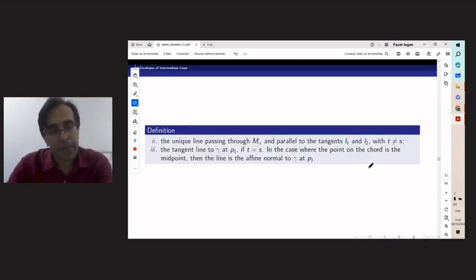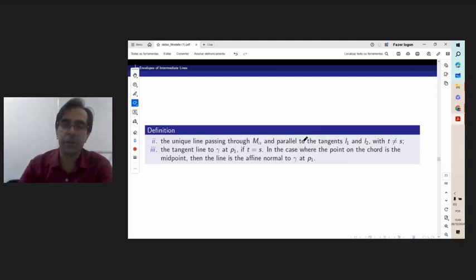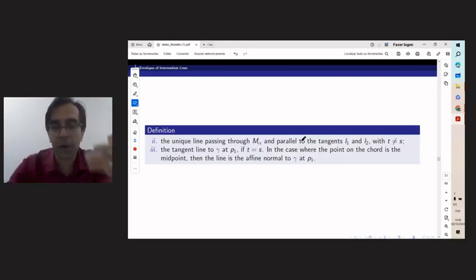Well, in the second case, when the tangents are parallel, the midline again is the line that passes through the midpoints and is parallel to the tangents. And in the case that the two points coincide, the intermediate line is the tangent line at the point P1.